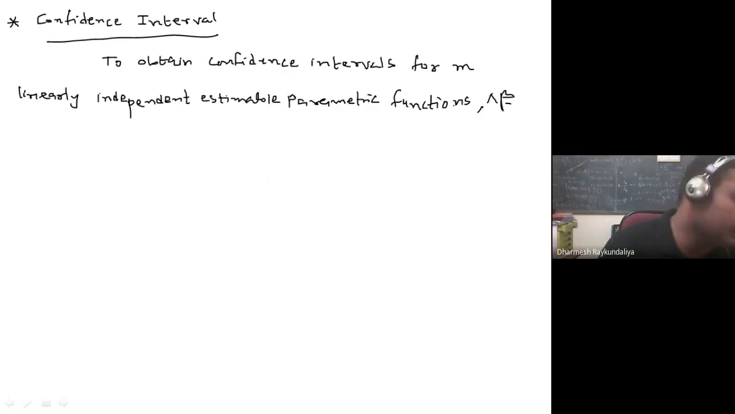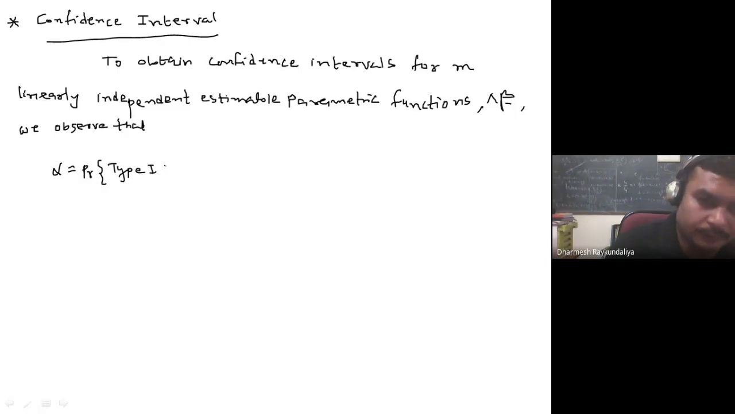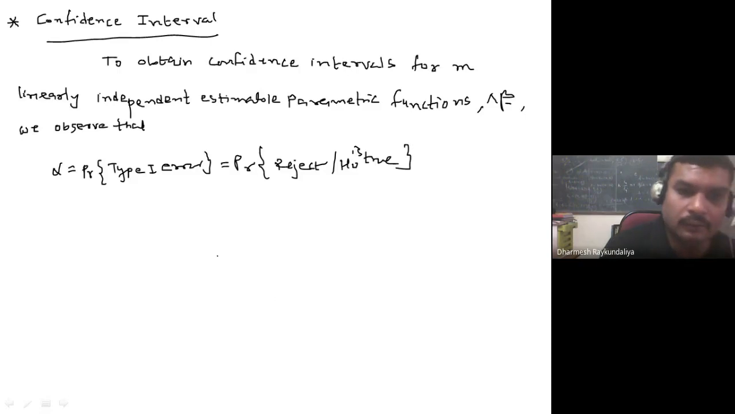Lambda beta. We observe that, what is alpha? Alpha is nothing but the level of significance. It is the probability of type 1 error, and the probability of type 1 error is nothing but the probability that we reject H naught when H naught is true. And that is what we obtain.